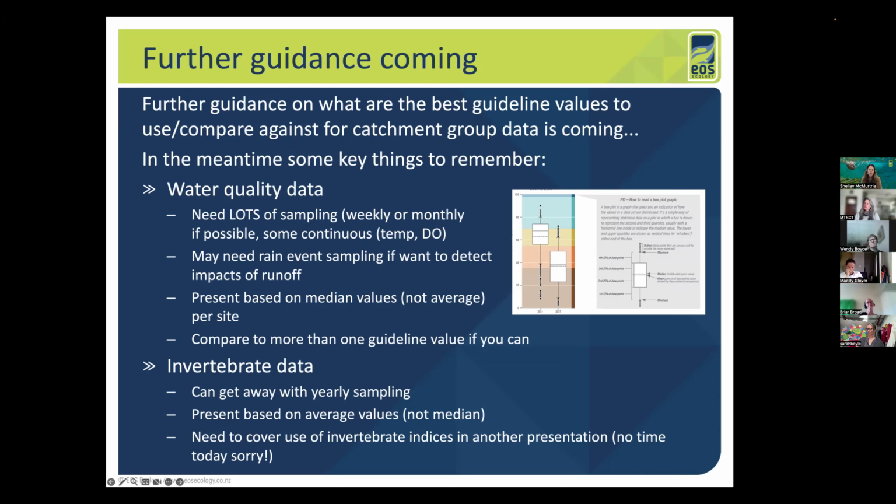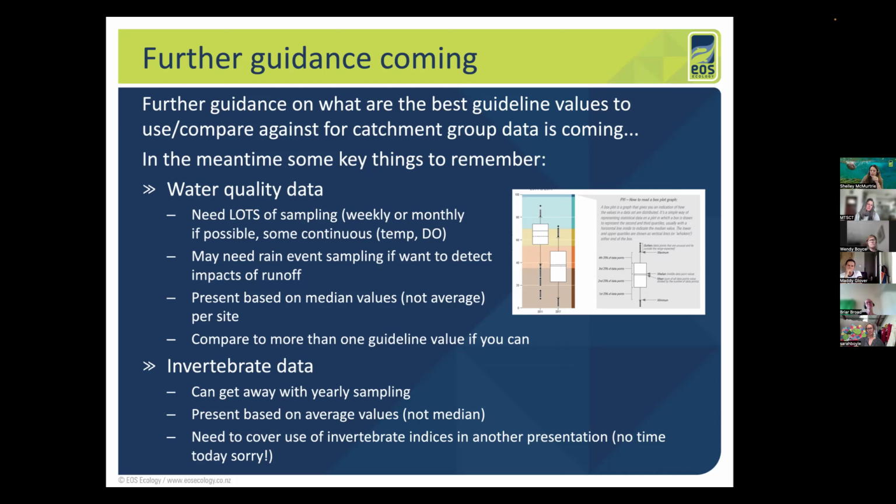Also with water quality, you always want to present based on the median values, not the average. The little graph inset there is just a box and whisker plot, based on, I think, 4,000 data points or something. That's a huge amount of data presented in these two graphs, but you can see the solid line is the median value and the dashed line is the average value. There's quite a difference between those two, even with a data set that has a lot of data.